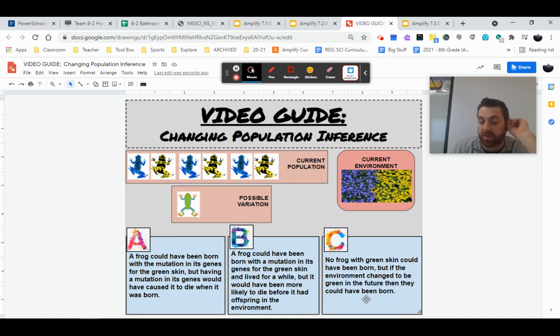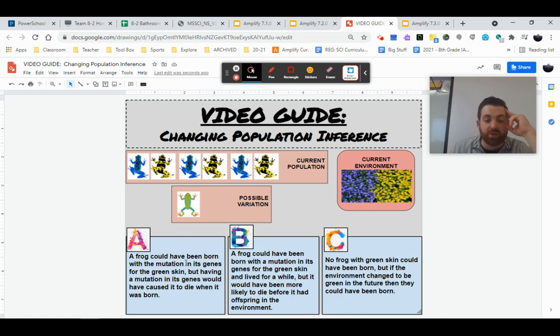So let's take a look at our answers and which one best gives us a good reason whether they could or could not be a variation. Letter A: a frog could have been born with the mutation in its genes for the green skin, but having a mutation in its genes would have caused it to die when it was born. Option B: a frog could have been born with a mutation in its genes for the green skin and lived for a while, but would have been more likely to die before it had offspring in the environment. Option C: no frog with green skin could have been born, but if the environment changed to be green in the future, then it could have been born.